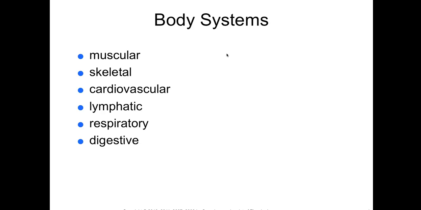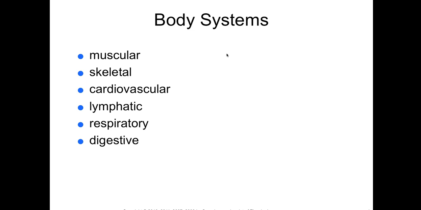So next we're just going to talk about a couple of our body systems and what they're responsible for. Each of our body systems has a specific function, and we're going to talk about it in more detail in later chapters this quarter. So first we have our muscular system, and this makes movement possible. It pulls on our bones and works with our joints to help us move.